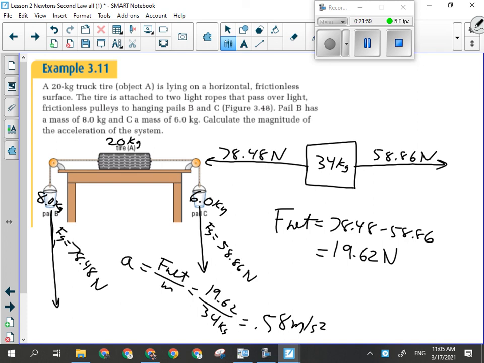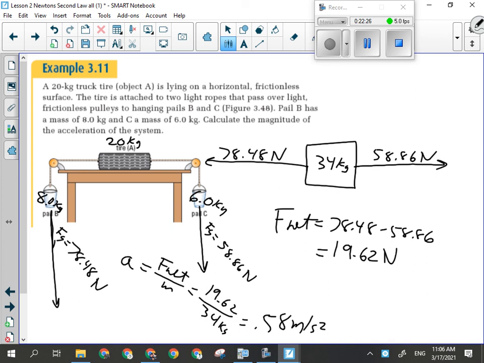Now, if it were me asking this question, I would probably ask you, what is the acceleration of the tire? In the hopes that I could catch some people not giving me a direction, or dividing 19.62 by the mass of the tire and not the mass of the entire system. That's what that question would be checking. Remember, when we're talking about a system, we have to find the acceleration of the entire system. All of the mass goes together.